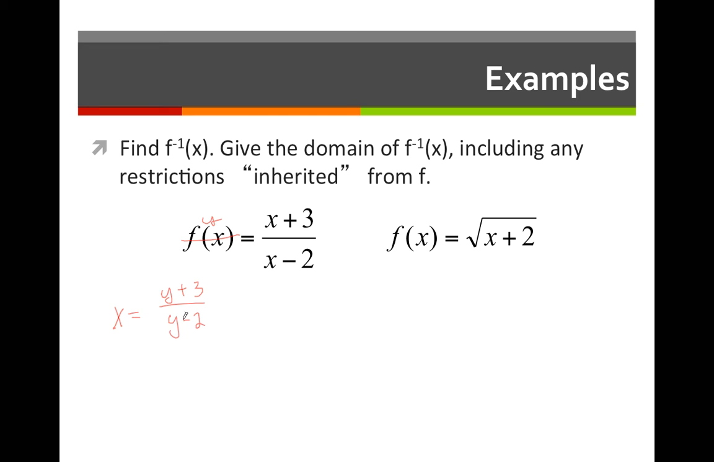Then I have to somehow solve for y. Pay very close attention to this because I always get 1,000 questions on this particular question. This is technically a cross multiplication problem, so I get x times (y minus 2) equals 1 times (y plus 3).